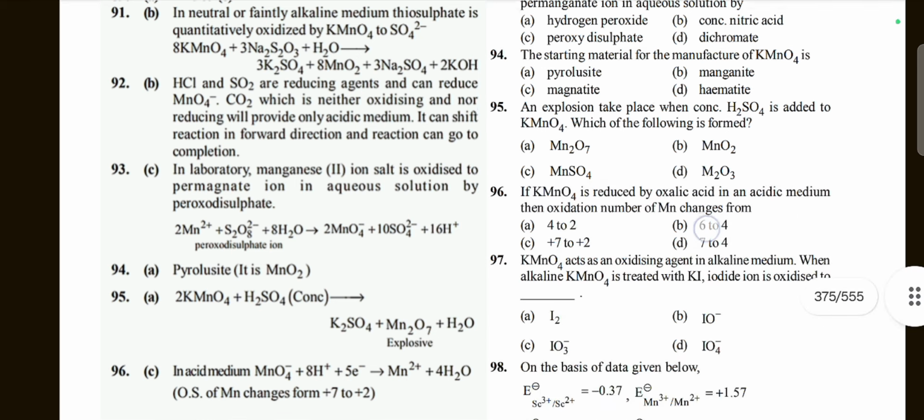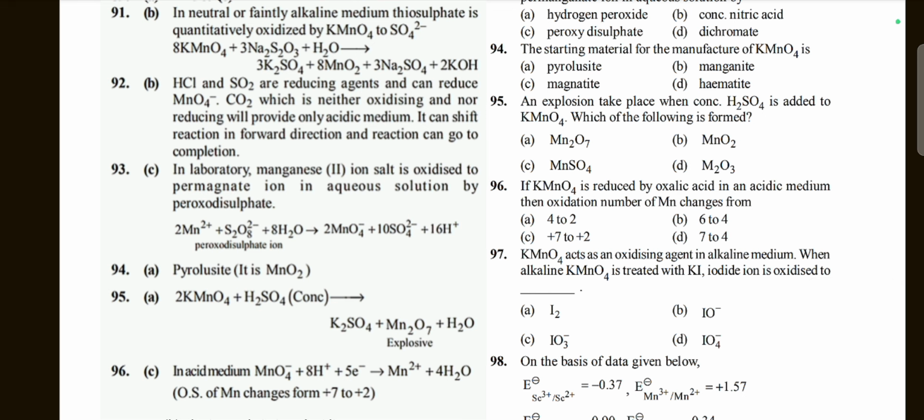An explosion takes place when concentrated H2SO4 is added to KMnO4. Which of the following is formed? So Mn2O7, option A, is formed, and the reaction is 2KMnO4 plus H2SO4 concentrated gives K2SO4 plus Mn2O7 plus H2O.